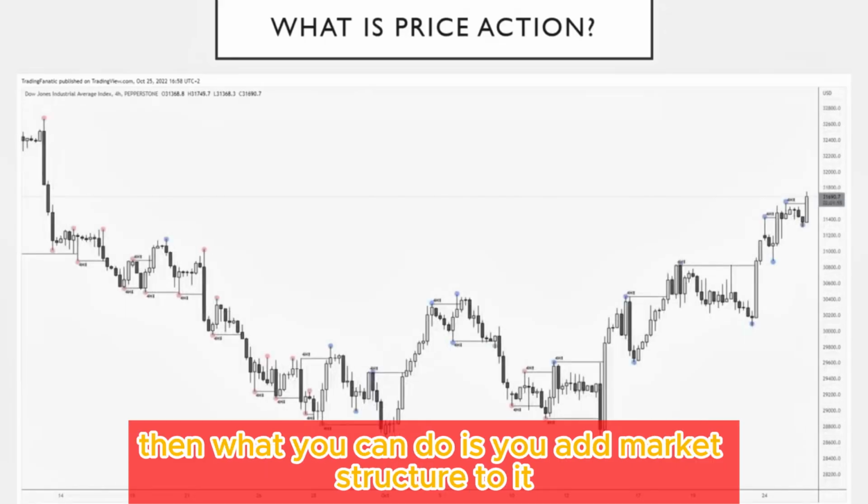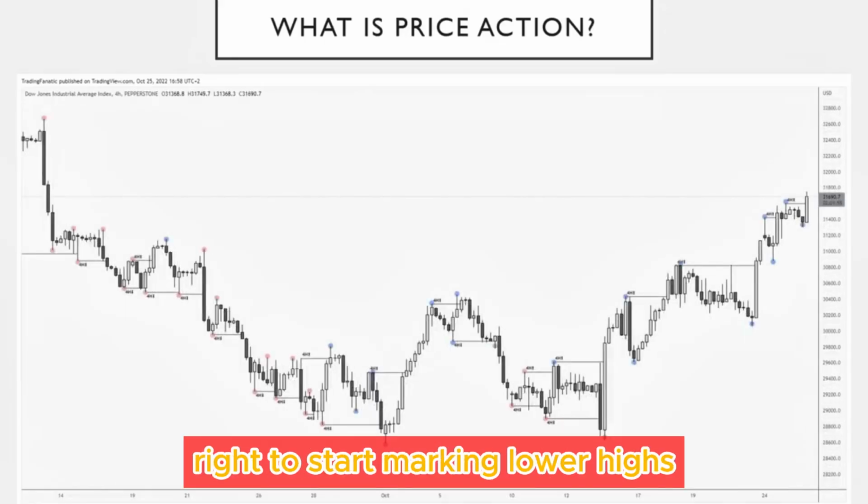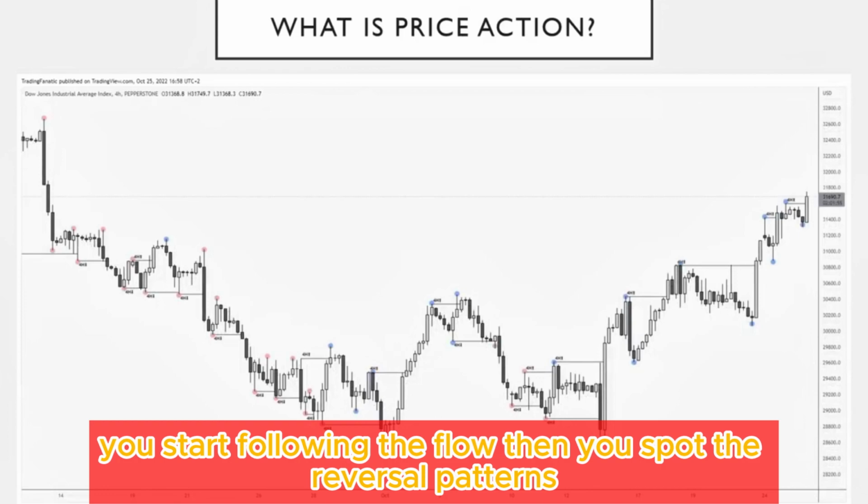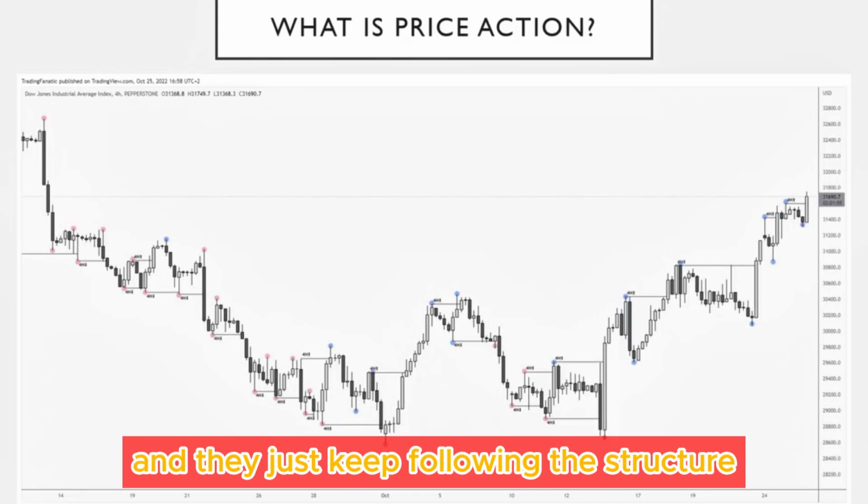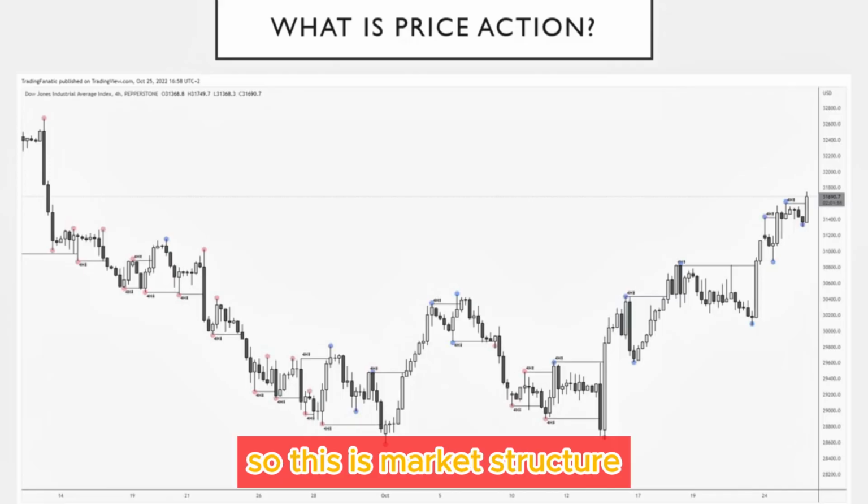Then what you can do is add market structure to it, right? You start marking lower highs, lower lows, you start following the flow, then you spot the reversal patterns, then you spot the consolidation as well, and you just keep following the structure. So this is market structure.